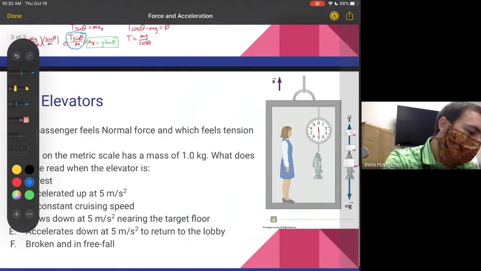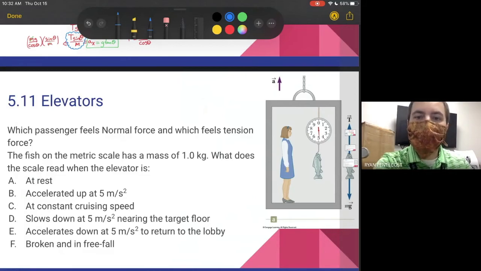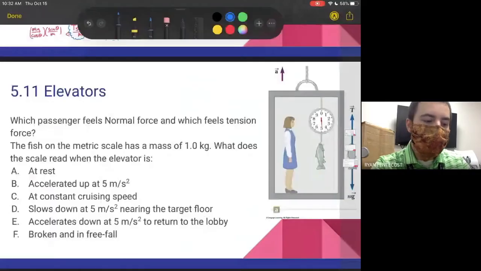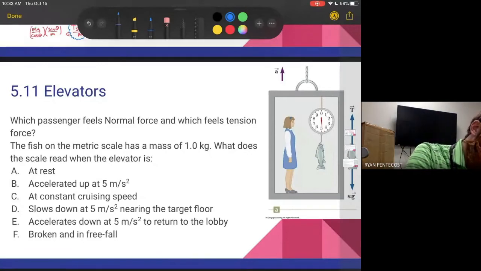So let's look at the questions that we have. First, which passenger feels normal force and which feels the tension force? Well, that fish off to the side is hanging, right? Is hanging from the scale. So that will have a tension force up, and then the girl standing in the elevator will have the normal force pushing up. But very similar scenarios, mg pushing down, and then there is a positive force balancing that up. Now, we do get some information in the next sentence. The fish on the metric scale has a mass of 1 kilogram. So we now have a given, right?